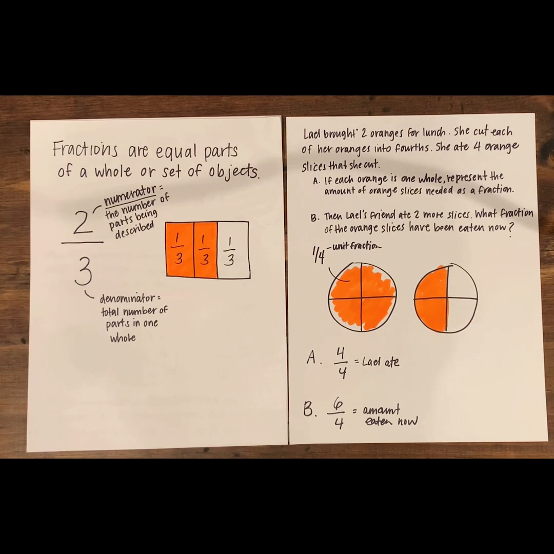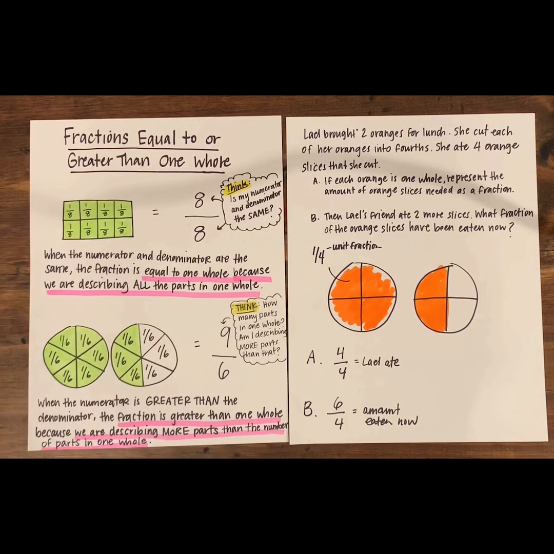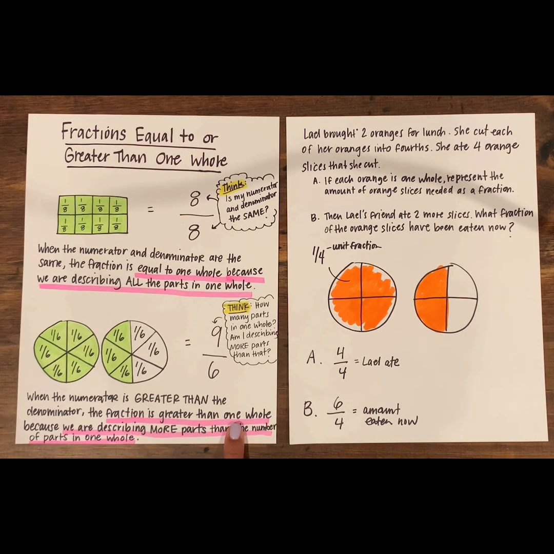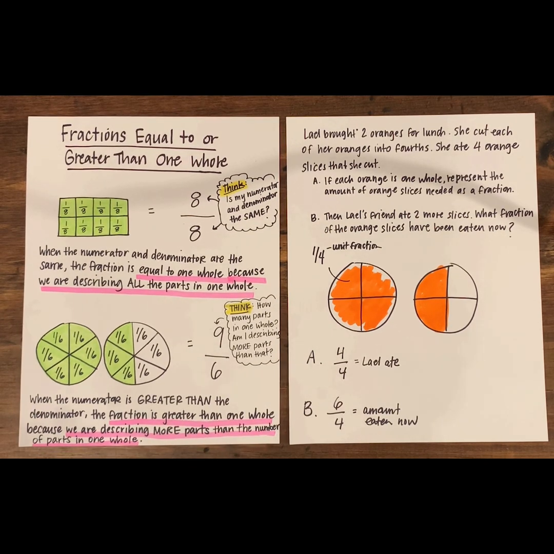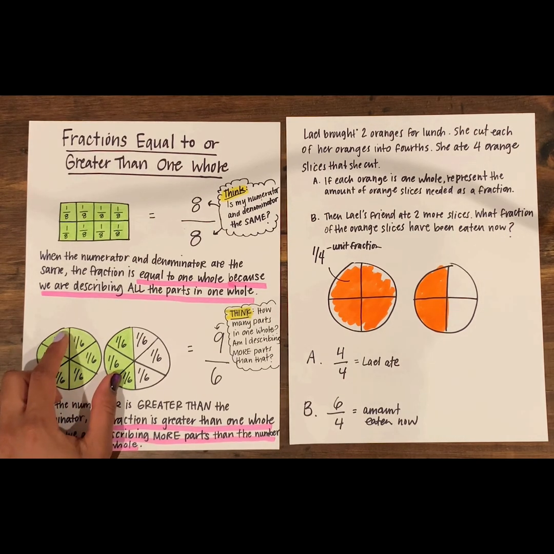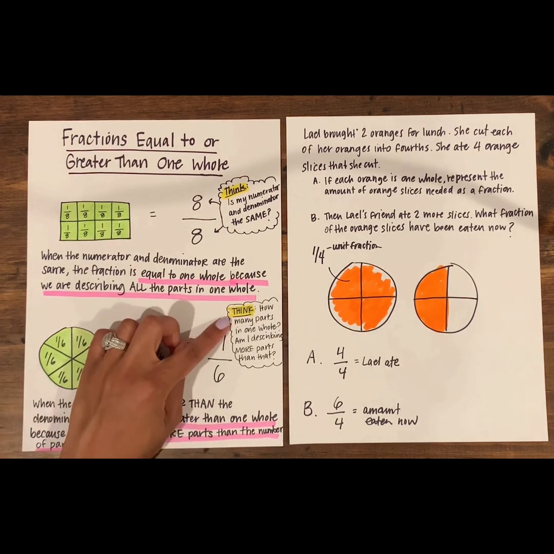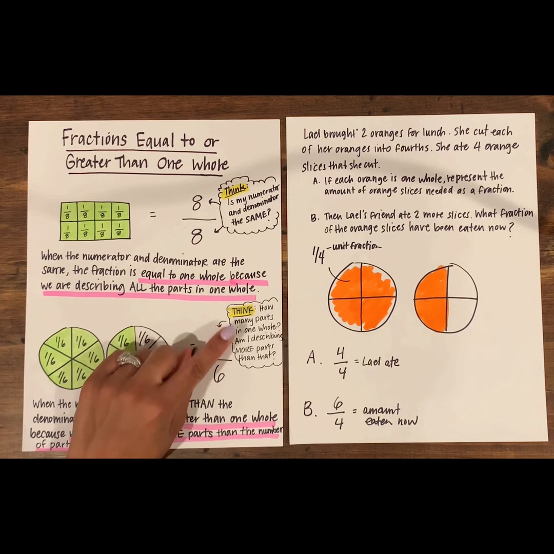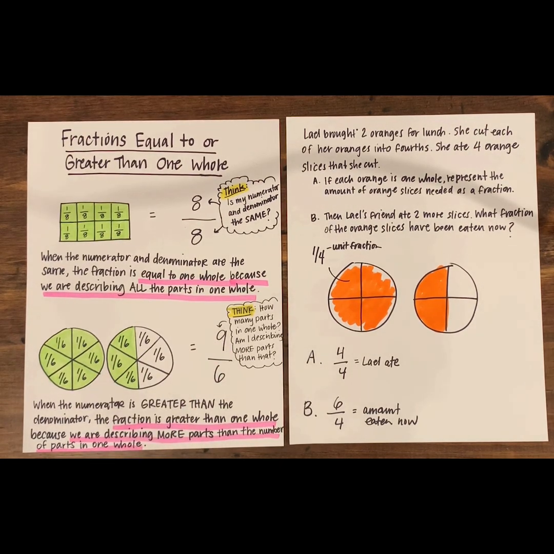That's right. When the numerator is greater than the denominator, the fraction is greater than one whole because we're describing more parts than the number of parts in one whole. We can think, how many parts are in one whole, and am I describing more parts than that, to help us identify fractions that are greater than one whole. Keep this in mind as you move into the try one more.